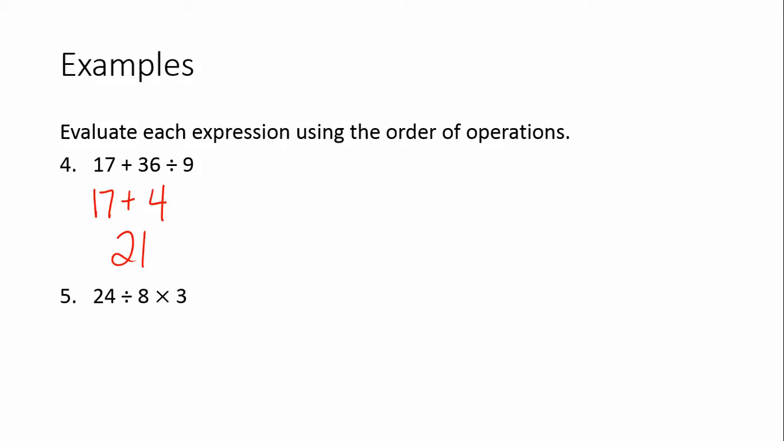Order of operations on number 5, we have division and multiplication. Remember that those are done left to right. Not one comes before the other. So 24 divided by 8 is 3. 3 times 3 is 9.